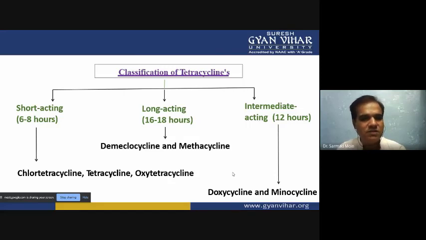Long-acting antibiotics are also there, and they are effective for 16 to 18 hours. The examples are demeclocycline and tetracycline. These two are not long and not short, but intermediate-acting antibiotics, which are functional for up to 12 hours. Doxycycline and minocycline are examples of long-acting antibiotics.